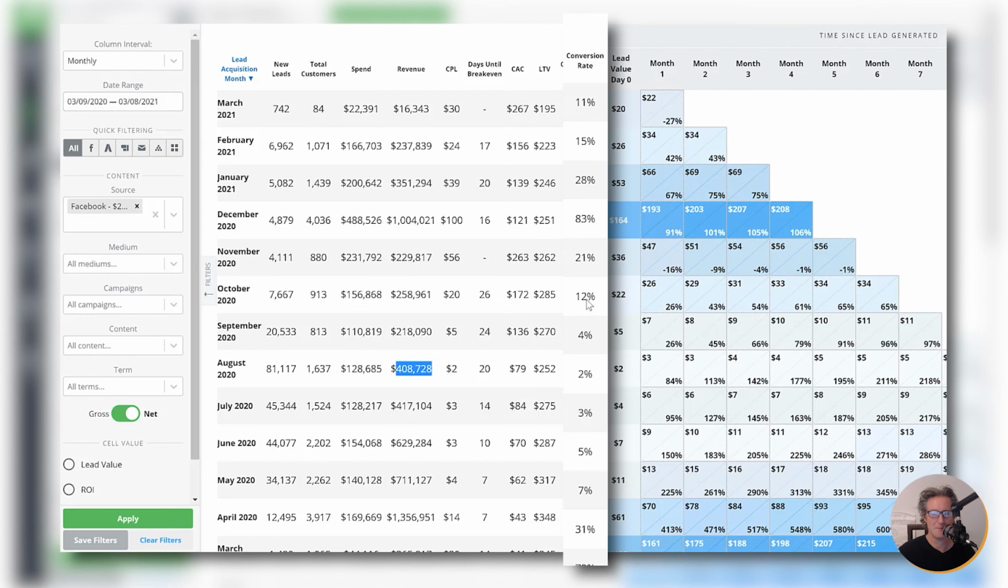Now, that being said, November was a 21% conversion rate. Sounds amazing compared to 2%, it's 21. But look, they didn't make any money. Who cares? Wow, I converted way more leads. Who cares? You didn't make money. You still aren't break even on them.